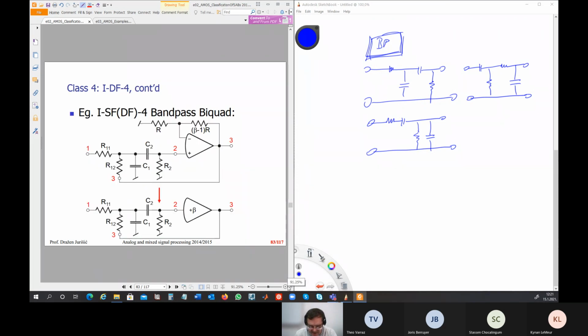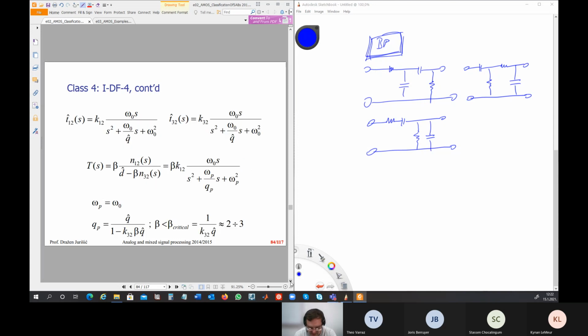Here are examples. If you want to have bandpass biquad, you probably remember this. You probably saw it. The signal is going here. In the feedback is bandpass, and in the forward is also bandpass. So this is altogether bandpass biquad, but of the class 4, because the signal is going to plus. Okay. This is calculation of the parameters.